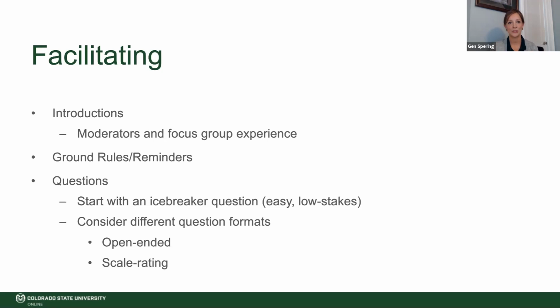And what we usually do is just ask for them to share their name, where they're joining from, and their program of study at CSU Online. And then from there, we encourage you to keep the question format interesting and varied. So open-ended questions will always lead to an opportunity for more information. So it's great to keep that in mind when framing and styling your questions.